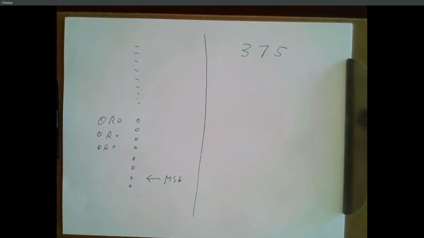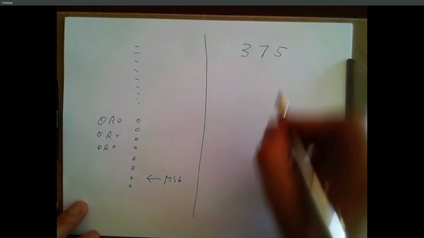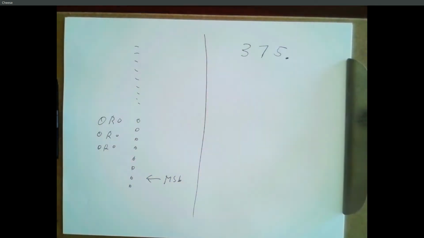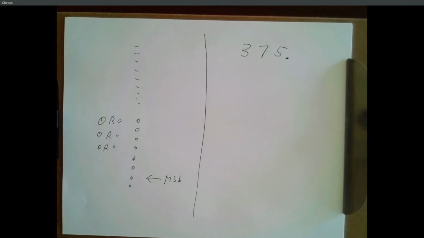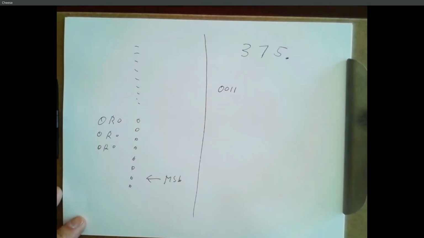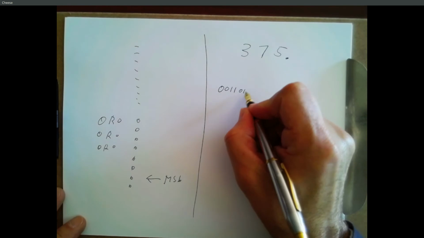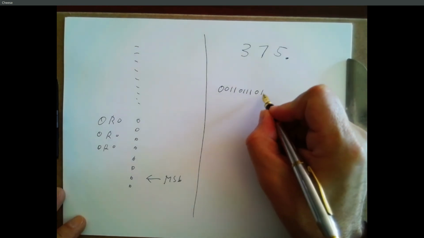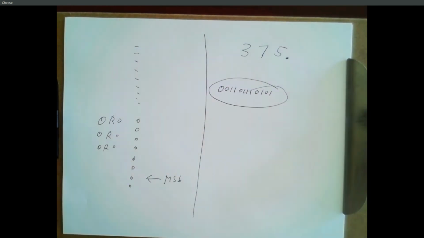Suppose you want to store the number 375, this is a decimal number, inside a computer. Well, yeah, we can divide by 2 and find remainders and convert it into binary, but that takes a lot of work. Here's a really easy way to store this. Take 4 bits per digit and just write down each digit. So the number 3 I'm going to write is 0011, the number 7 is 0111, and the number 5 is 0101. There's my number 375.